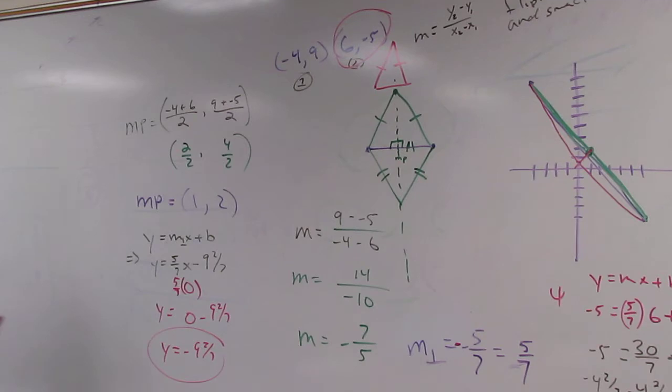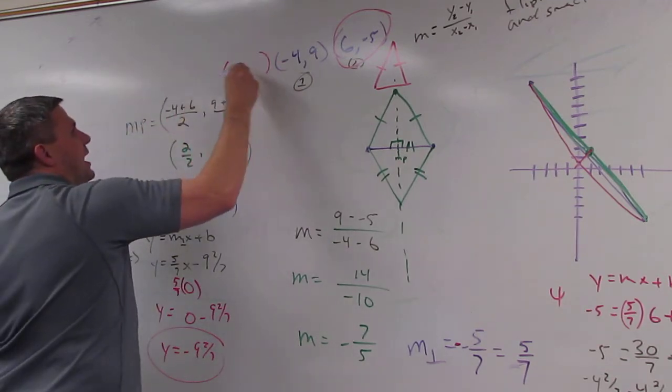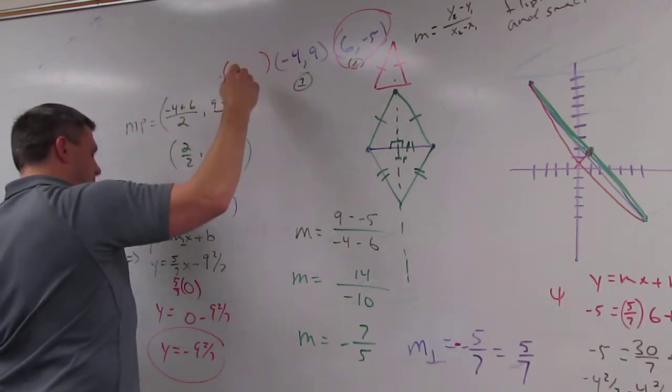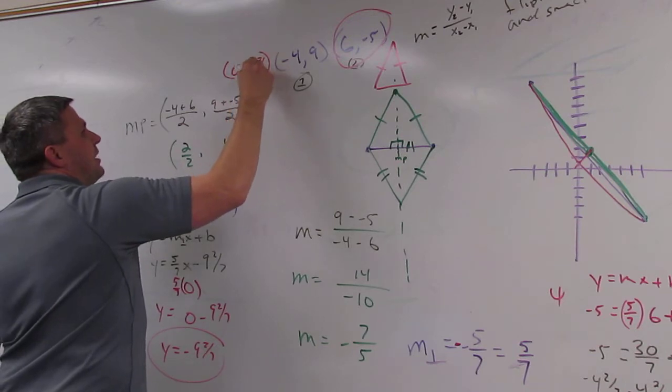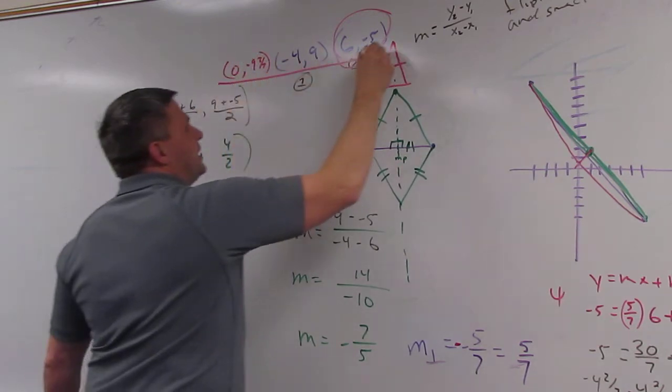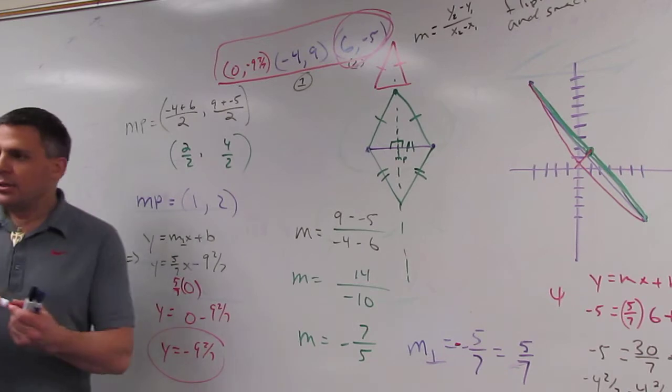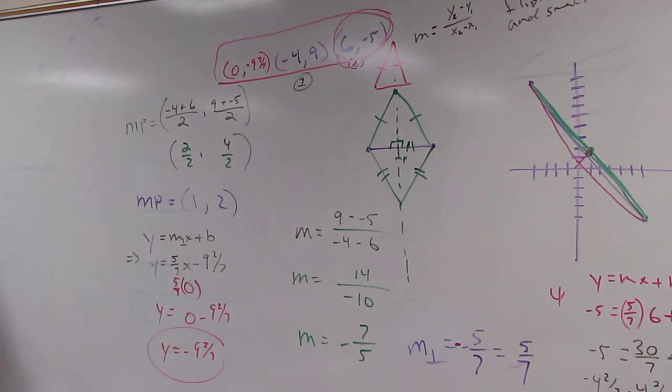That would make you another point, x is 0, y is negative 9 and 2/7, and you now have an isosceles triangle with the easiest point. Now you can find a ton of points, right? You can plug any number in for x and find a y. Okay? But I think that's the easiest one.